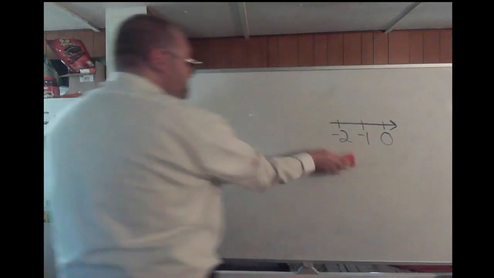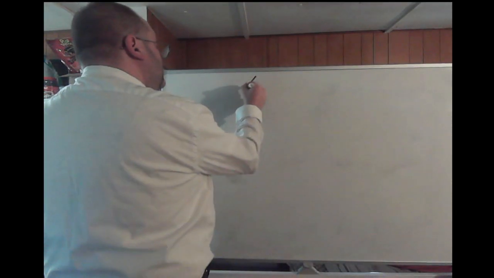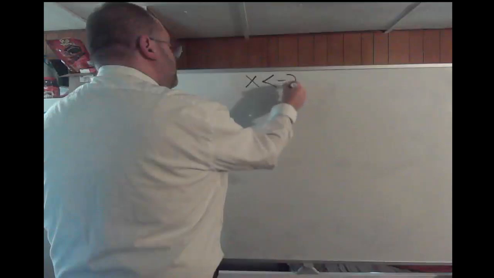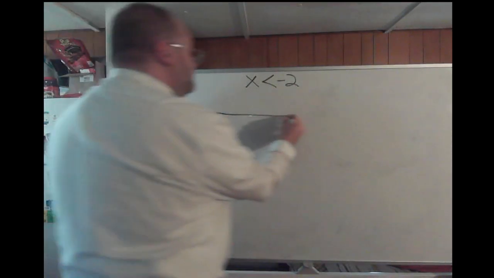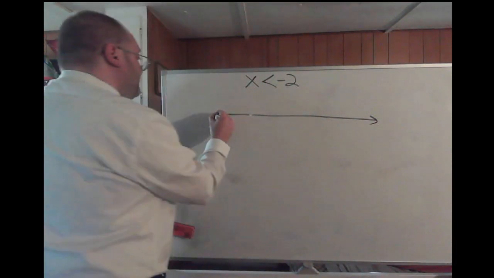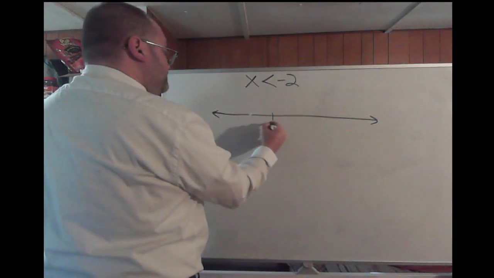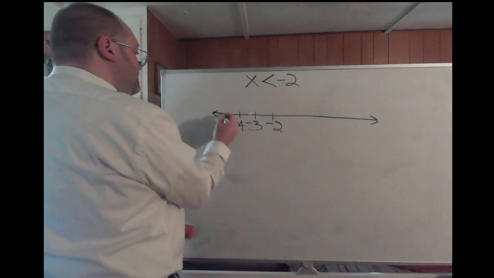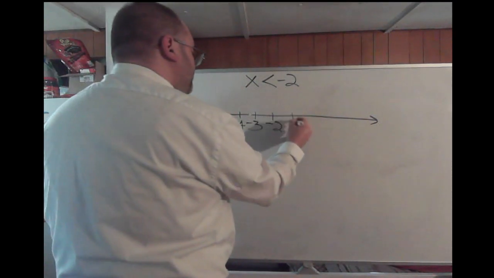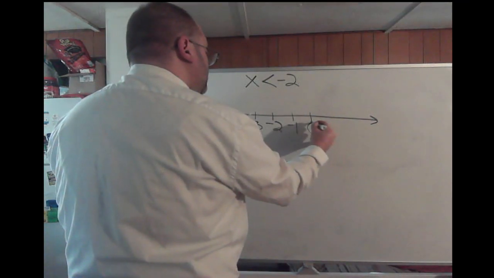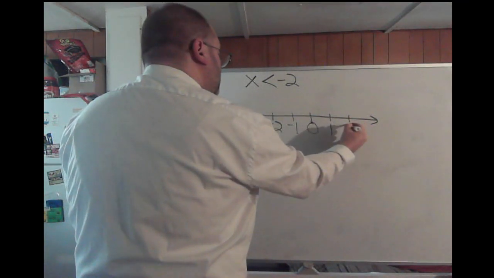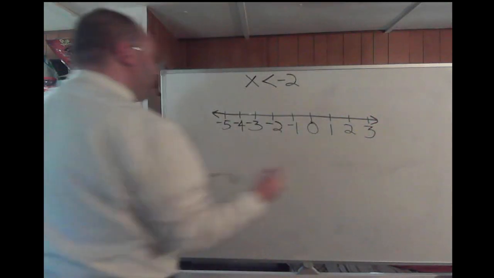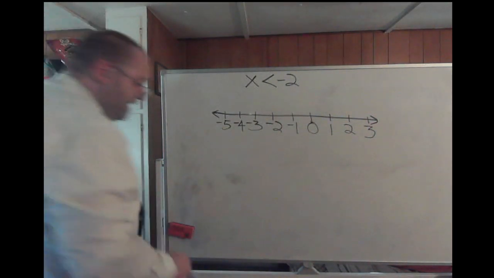Okay, one more. Alright. X is less than negative 2. So we got x being less than negative 2. Alright, let's do that. Okay, we got some good points graphed there.